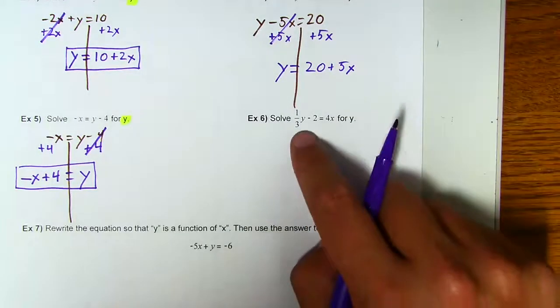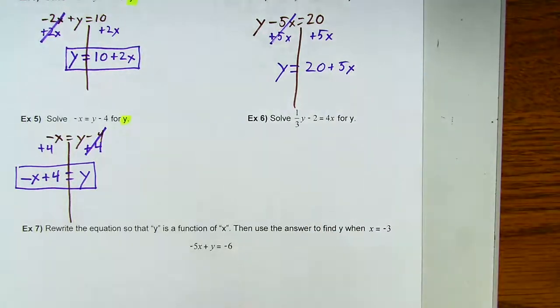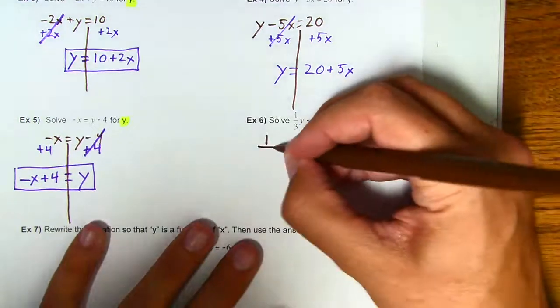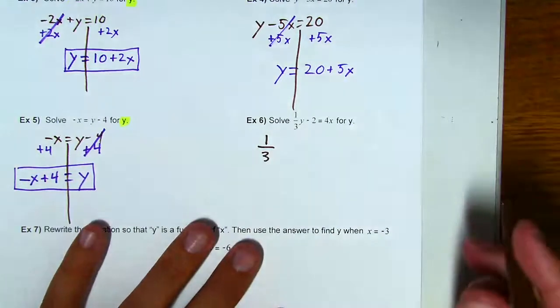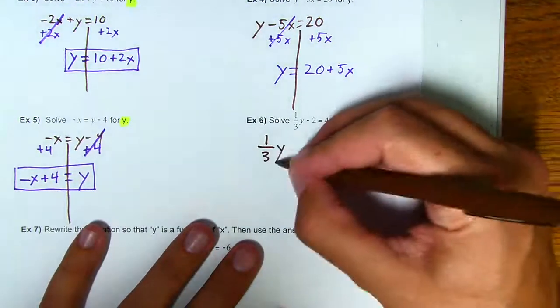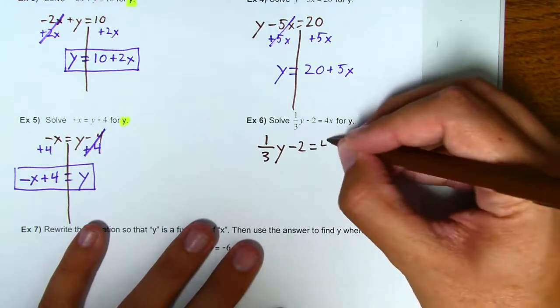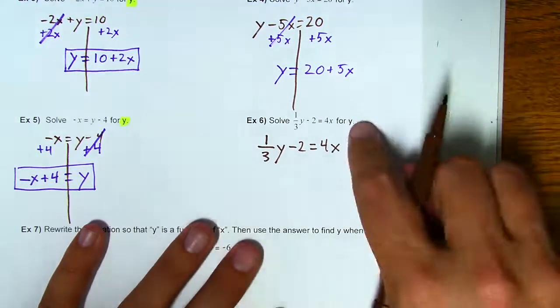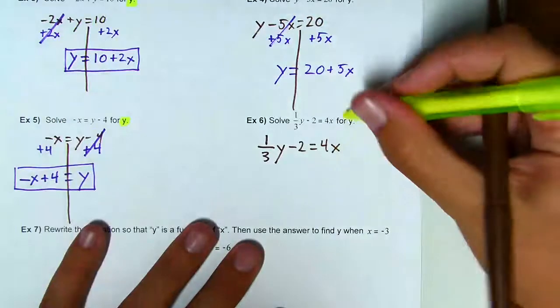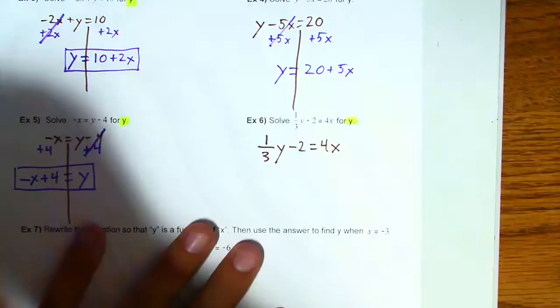Question number 6. We have a fraction. Do we like fractions? No, we do not. So if we want to get rid of these fractions, what we're going to do is fraction bust. So I'm going to rewrite this so I have more room. I'm still solving for y, so my goal is to get y alone.